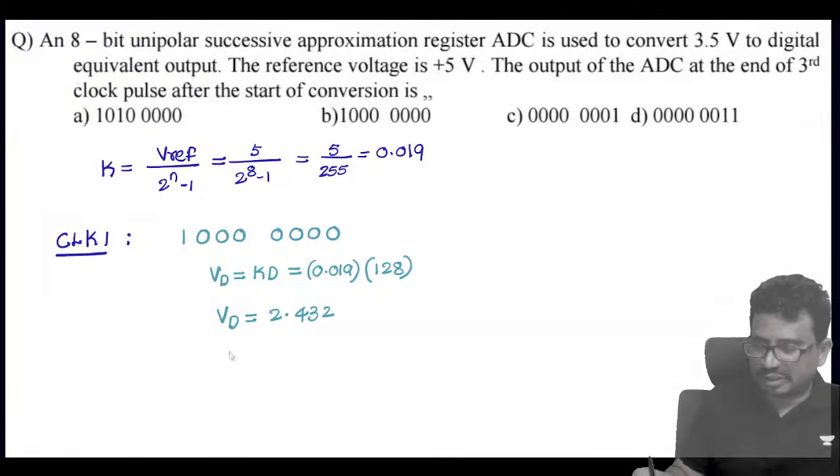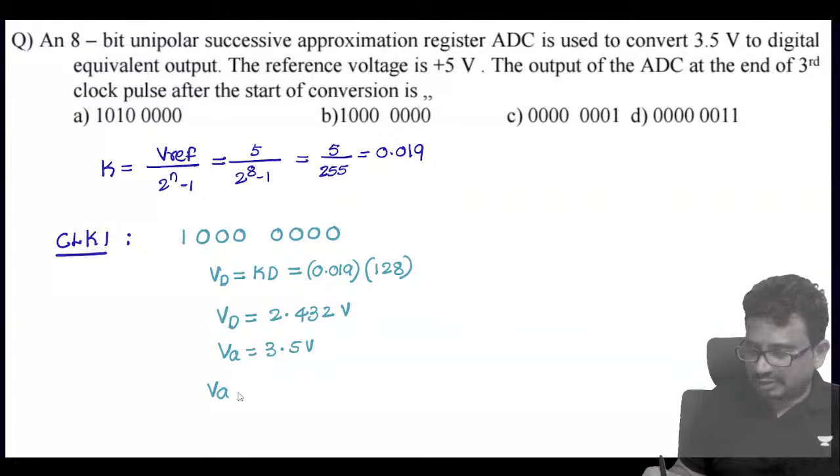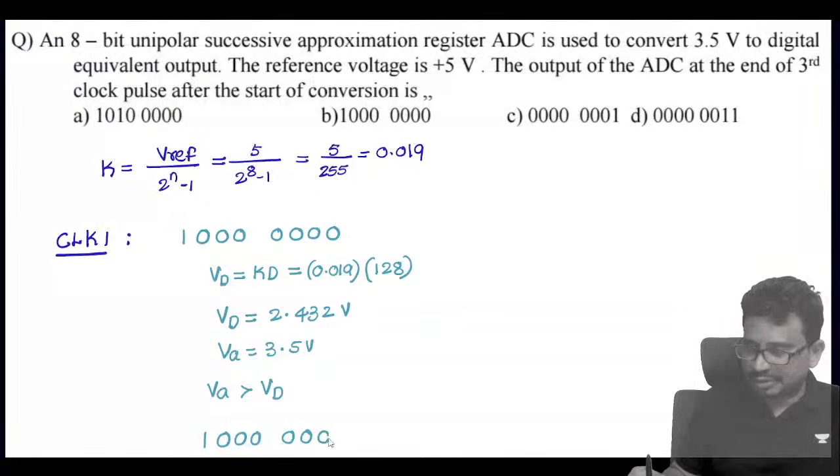It will come to be 2.432. Check this. And how much is the analog value given? 3.5. So that means here the analog value is greater than the digital value, so it will maintain the bit. So at the end of the first clock pulse, this is 1 0 0 0 0 0 0 0.